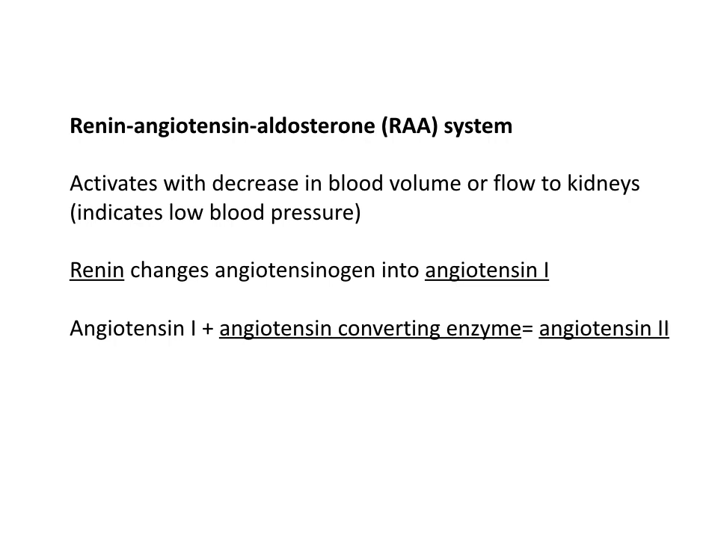Renin is going to change a chemical called angiotensinogen. Angiotensinogen is produced by the liver and placed into the blood. When renin changes angiotensinogen, it changes it into a chemical called angiotensin I. Angiotensin I is going to be acted on by an enzyme called angiotensin converting enzyme.